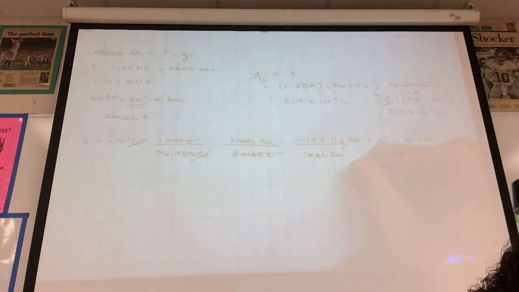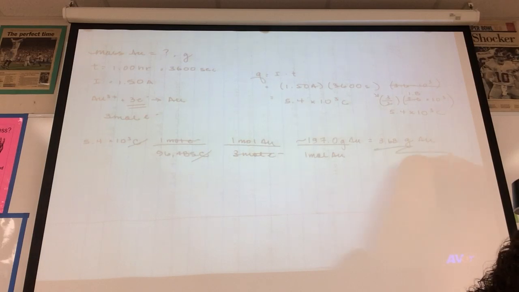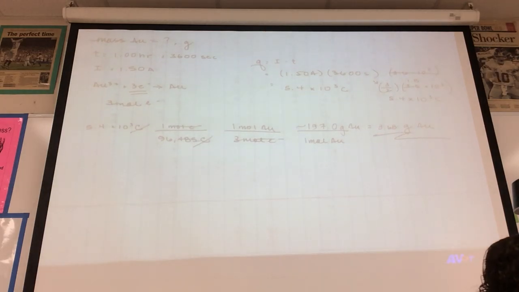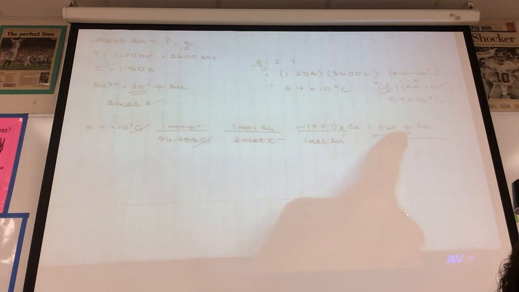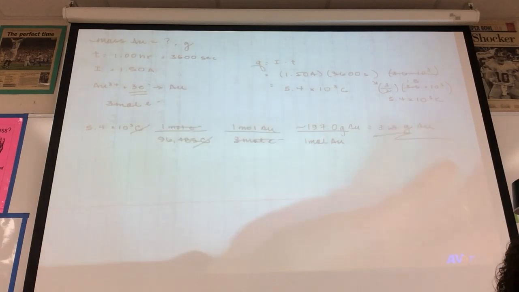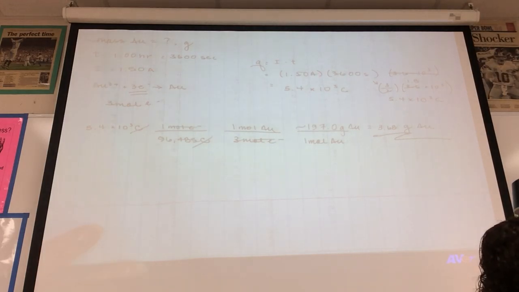And that's 3.68 grams of gold. Not so bad. You would also want to be able to go from the mass of a substance to either the current or the charge. You can work it backward. We'll take a look at that at the end. There's another problem here.